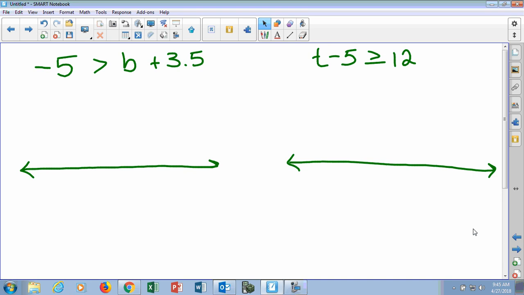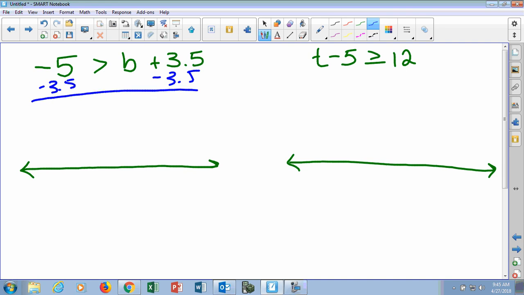All right, so to solve for b, to get b by itself, I got to move the 3.5 over here, which means I have to do what? Subtract. So when I subtract 3.5 from both sides, I get negative 8.5 is greater than b. So when you go to graph this, negative 8.5.